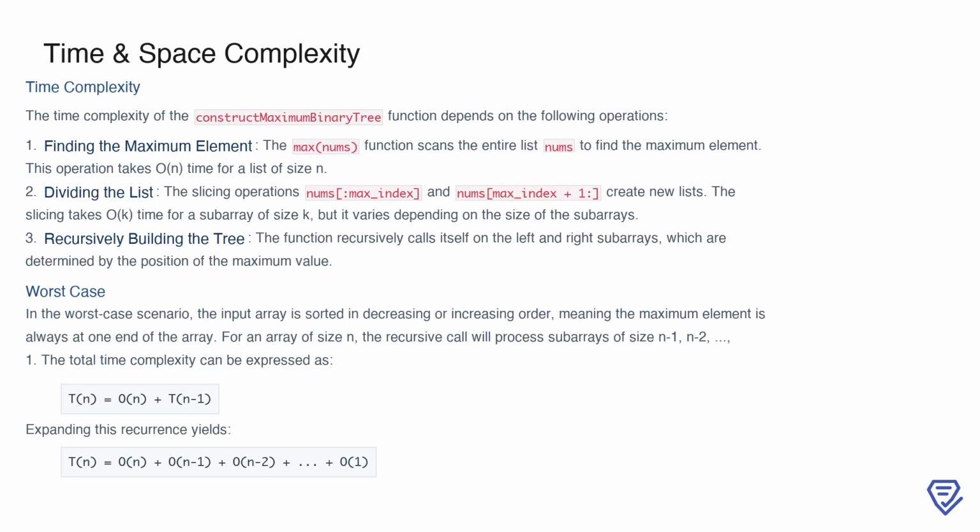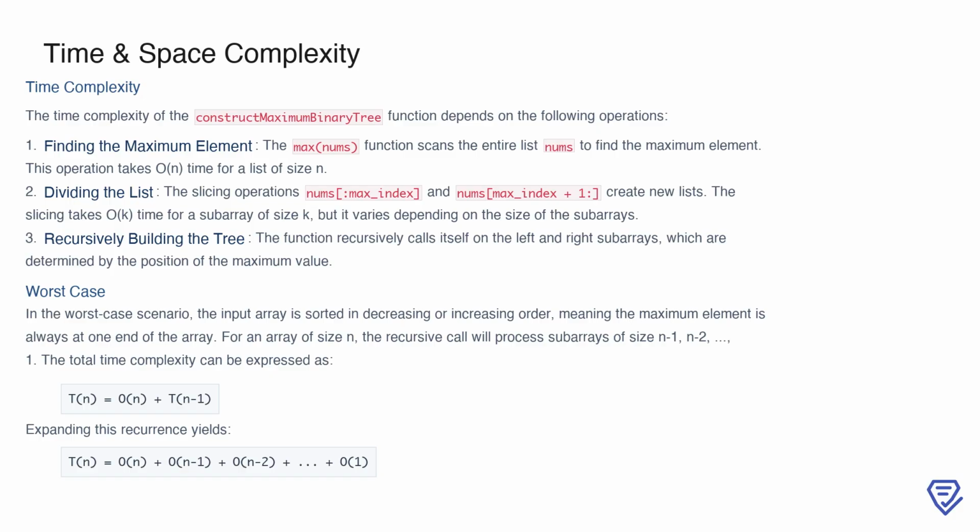The time complexity of the construct maximum binary tree function stems from three main operations. First, finding the maximum element in the array using the max function takes O(n) time since it needs to scan the entire list. Next, the slicing operations nums[:max_index] and nums[max_index+1:] create new subarrays, and their time complexity depends on the size of the subarrays, which can vary. Finally, the function makes recursive calls to build the tree on the left and right subarrays, with the size of these subarrays determined by the position of the maximum element.